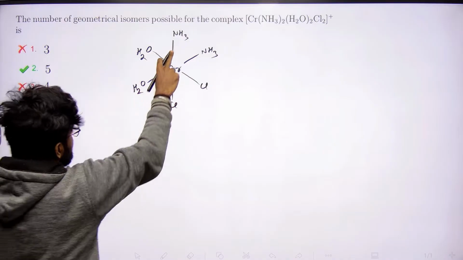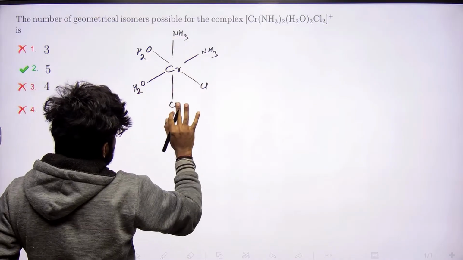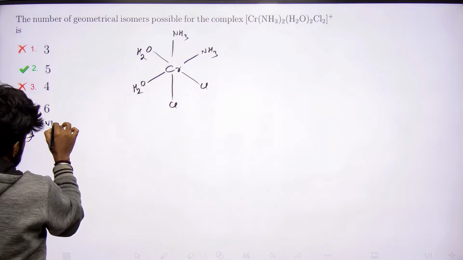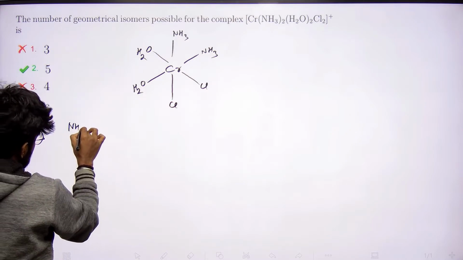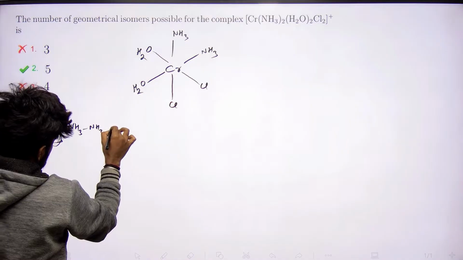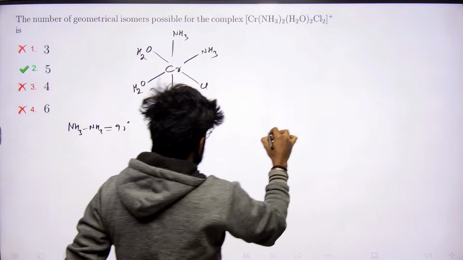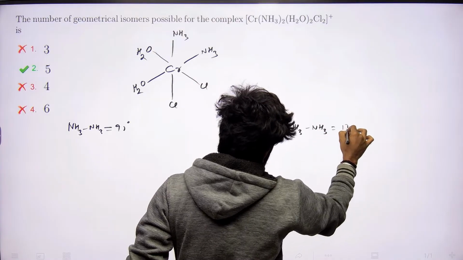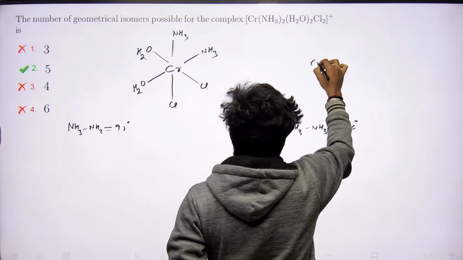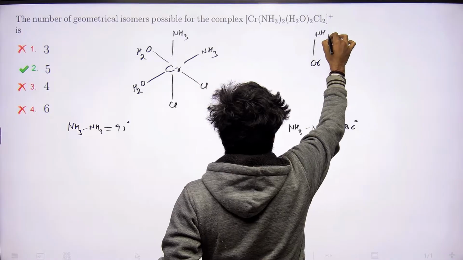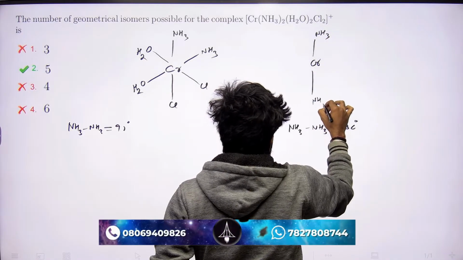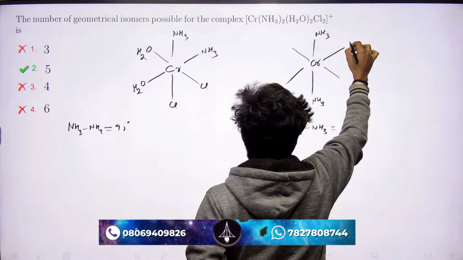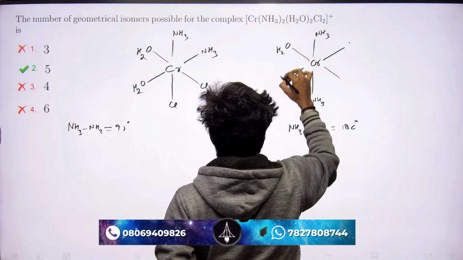An easy way is that we know NH3 are at 90 degrees to each other. So there could be one possible structure when NH3 are at 90 degrees to each other, and another possible structure could be when NH3 are at 180 degrees to each other. So let's just draw that one too. These two are the basic structures that we can have, and the rest we can place anywhere.